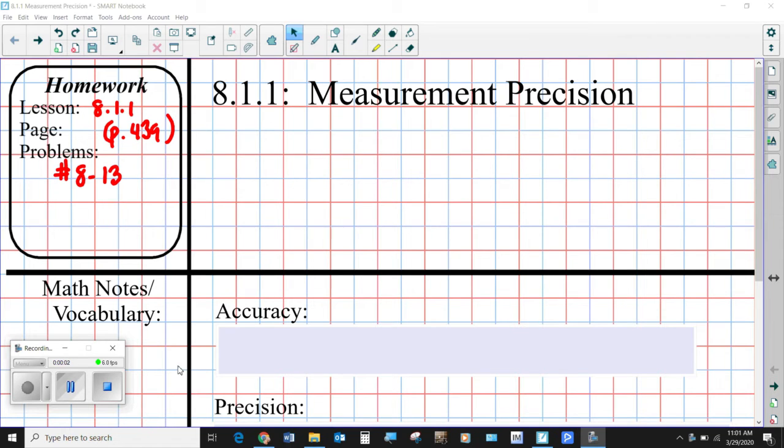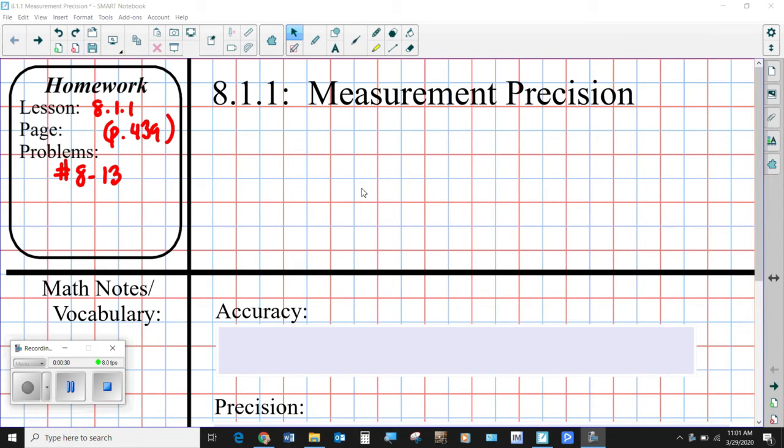All right, here we go with our first lesson for chapter 8. This lesson is called Measurement Precision. It's actually a 2-day lesson, and we're not in the classroom. We're not able to do a major part of the activity that takes a lot of time. So this is going to be a quicker lesson, and I am going to have you spend 2 days going over the homework.